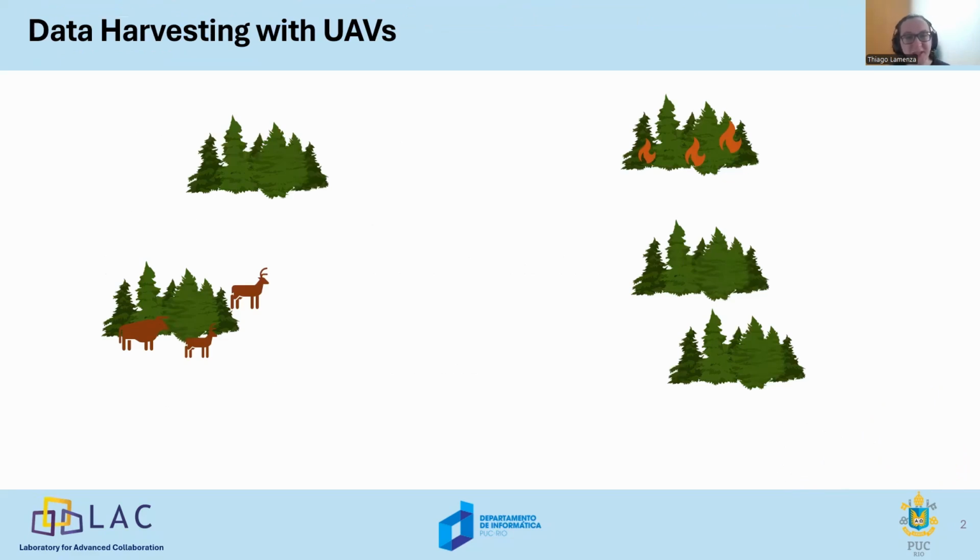This is a forest, and this forest has many areas of interest. An area of interest is anything inside this forest that we might want to collect data about. In this case, it might be the position and the movement of native animals or detecting fires.